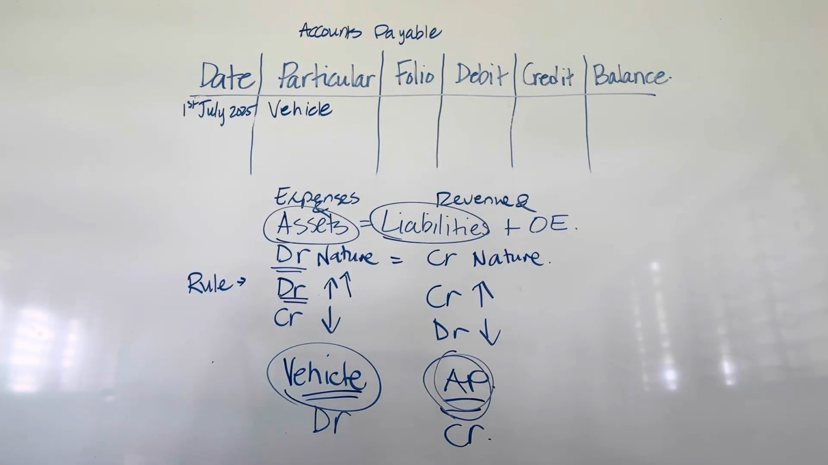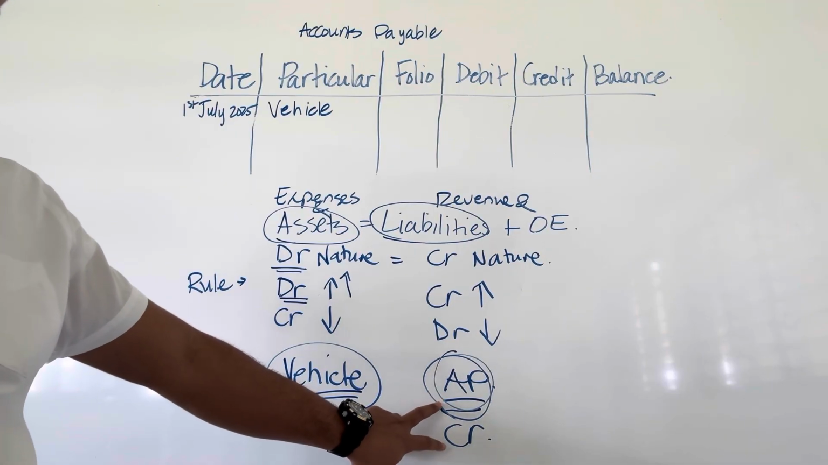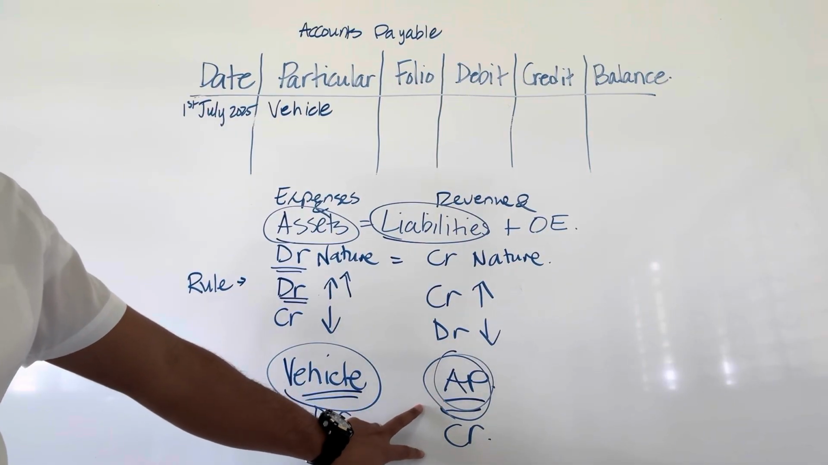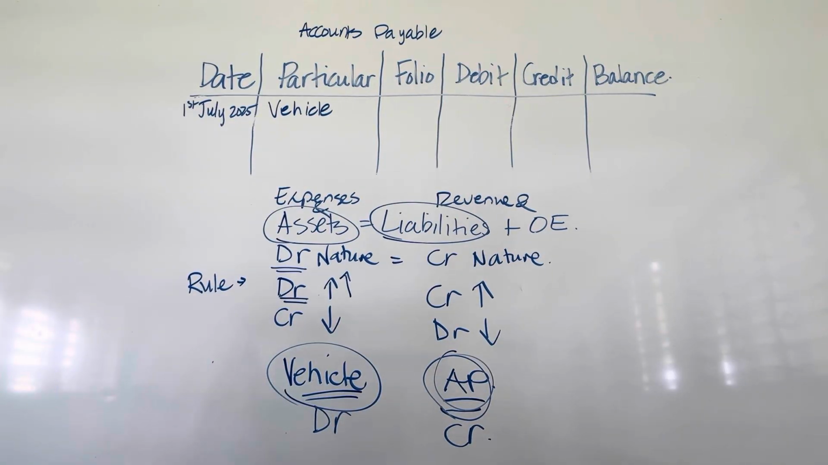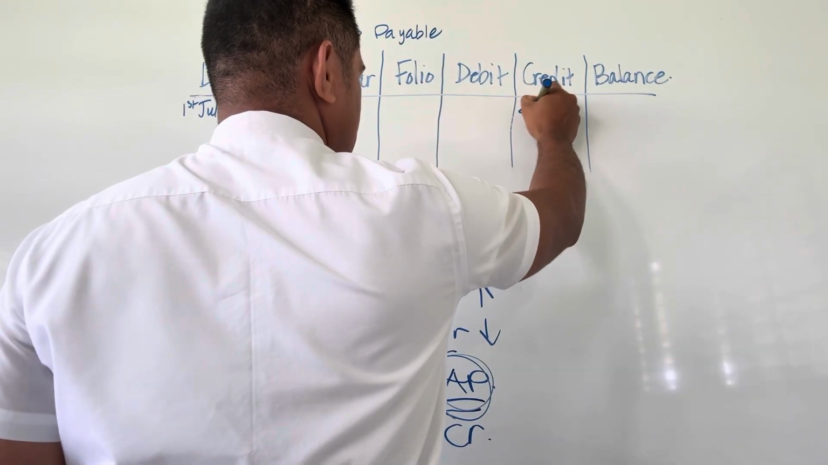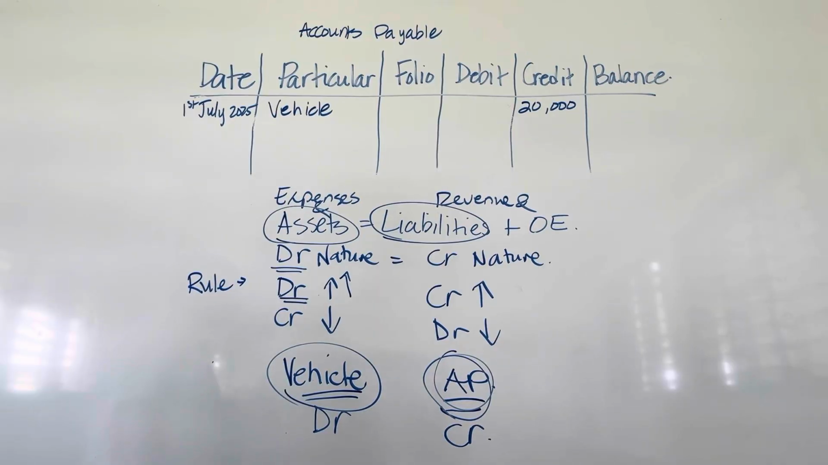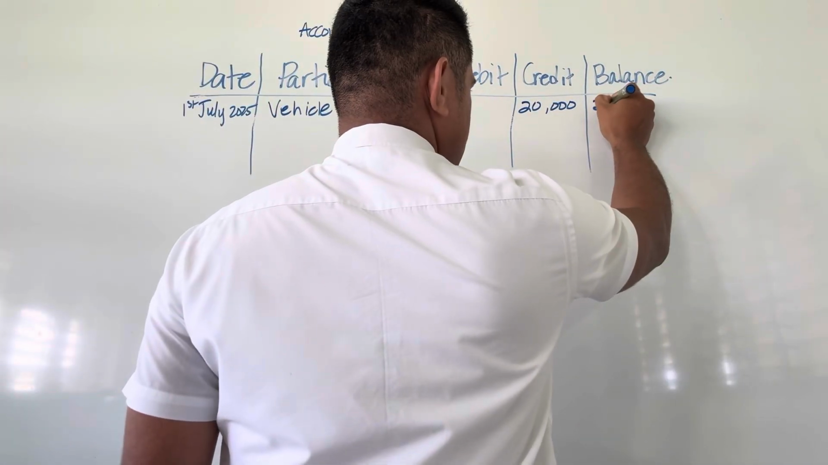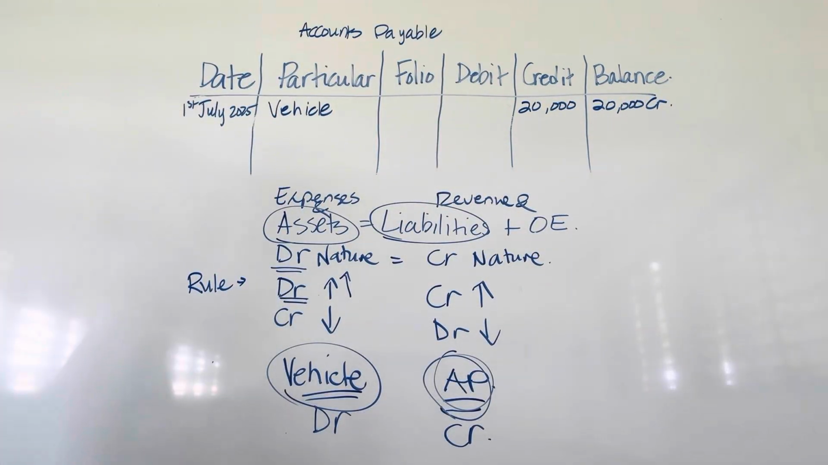And then the entry for accounts payable is a credit. We are increasing the liability, which is accounts payable. So therefore, the $20,000 amount should be recorded under the credit column. So this is $20,000, and then the balance should be $20,000 credit.